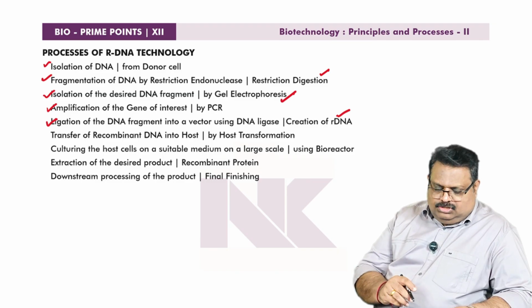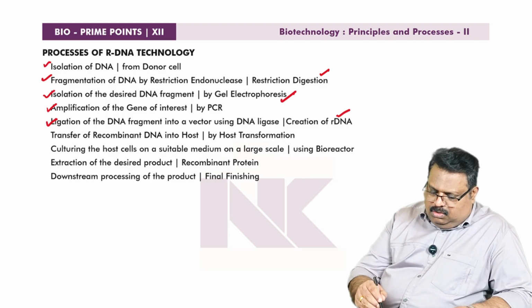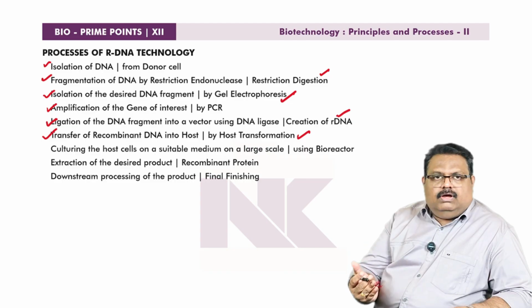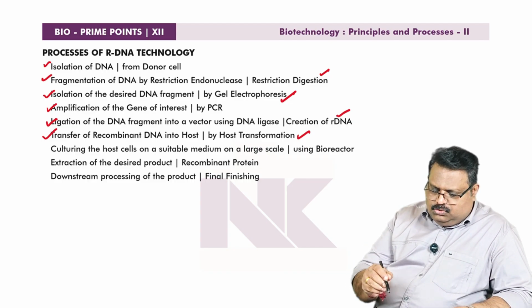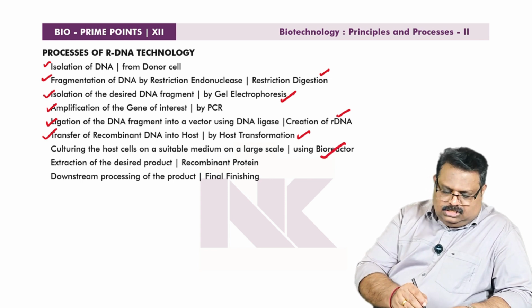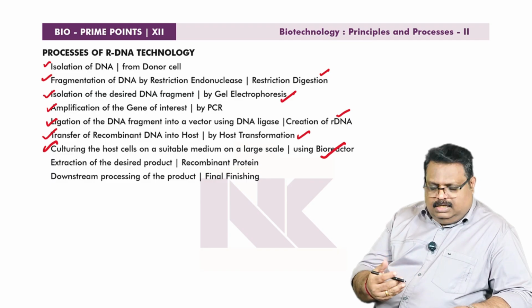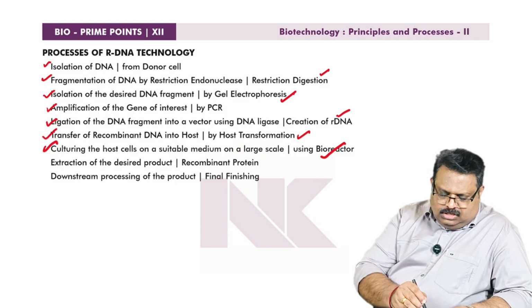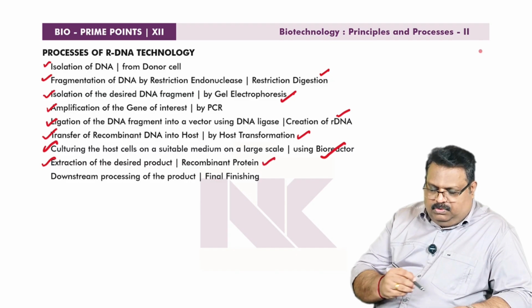Then the next process is the transfer of recombinant DNA into a host organism. The mechanism is called host transformation. Then once it is transferred into a host organism, the host organism is cultured. The culturing of the host cells on a suitable medium in a large scale. We are using a bioreactor. That is the culturing of host organism. When the host organism is cultured, the DNA will be functioning and producing the desired product. Then the extraction of the desired product thus created is called recombinant protein.